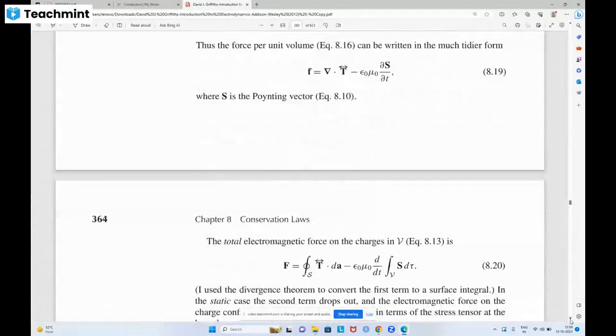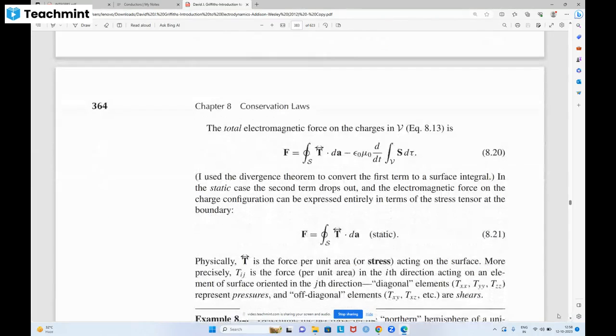So now the total electromagnetic force on the charges in volume nu, where nu is the volume of the enclosed surface, as in the beginning they have expressed nu as volume, is F equal to the surface integral of T minus epsilon 0 mu 0 d by dt of the volume integral of S. Here I use the divergence theorem to convert the first term to a surface integral.